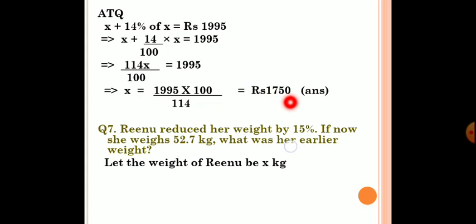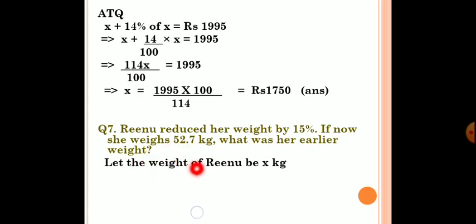So the original price of the article was 1750. Next, question number 7. Renu reduced her weight by 15%. If now she weighs 52.7 kg, what was her earlier weight?